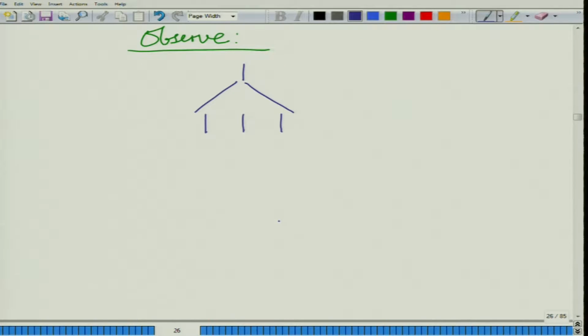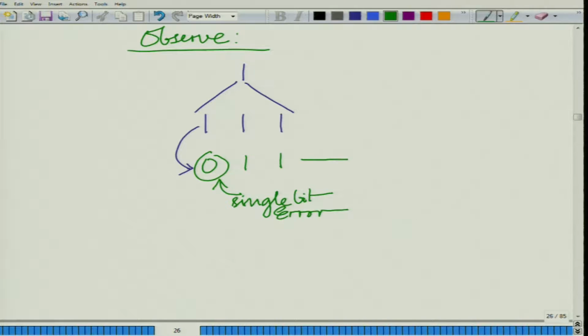Now if there is a single bit in error, for instance you have 0, 1, 1, this single bit in error you can detect it, because the moment you see 0, 1, 1, it can be the transmitted 3-bit sequence, which can either be 1, 1, 1 corresponding to repetition of 1, or 0, 0, 0. The moment you see 0, 1, 1, you can detect an error.